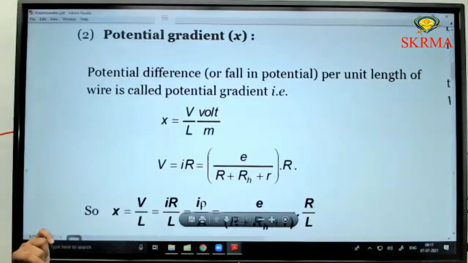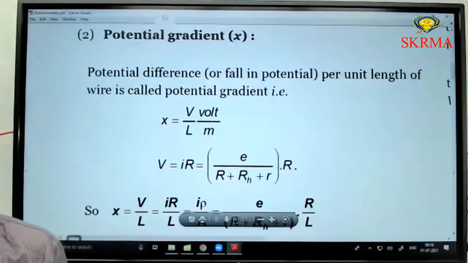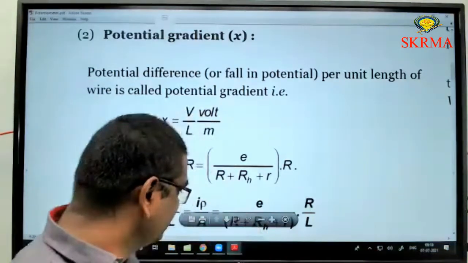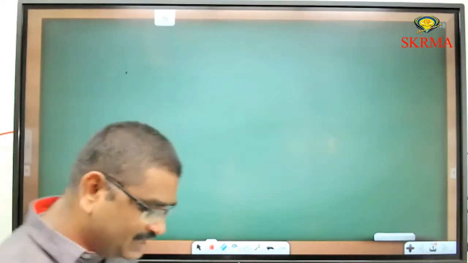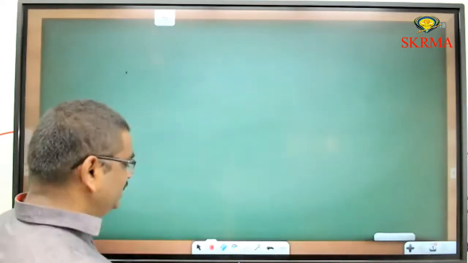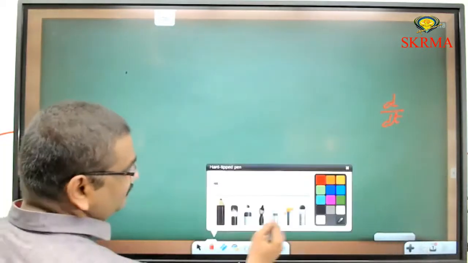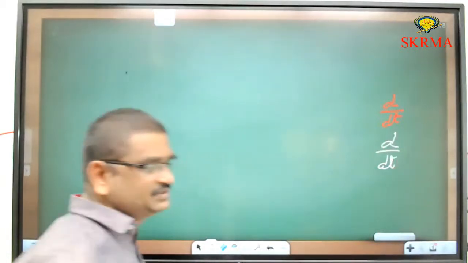In this one, first we need to know the potential gradient. This is also an important concept, and the answer lies in it. What is meant by potential gradient? First, what is meant by gradient? What is meant by rate of change? Rate of change means we need to write d by dt.